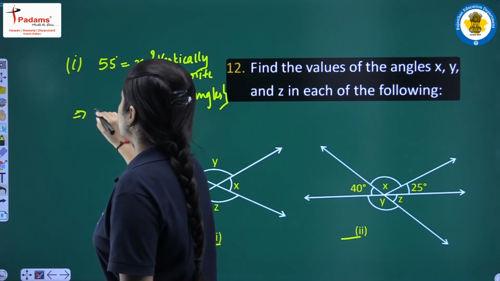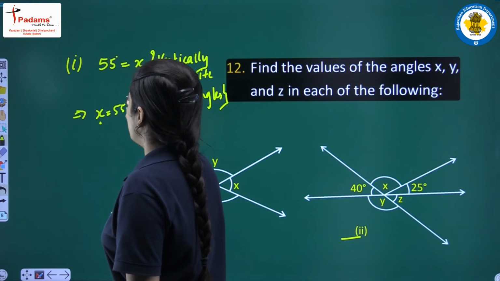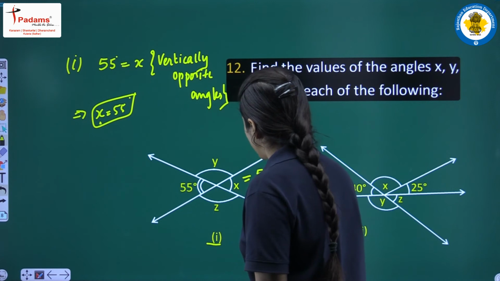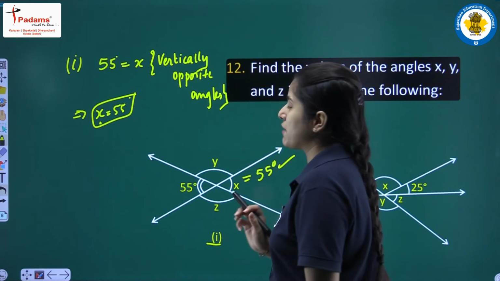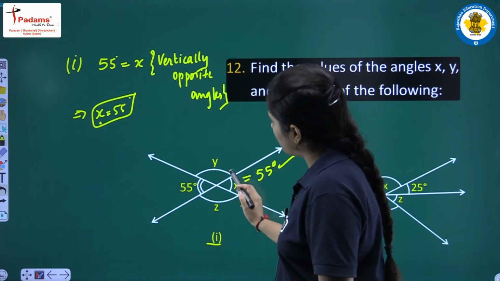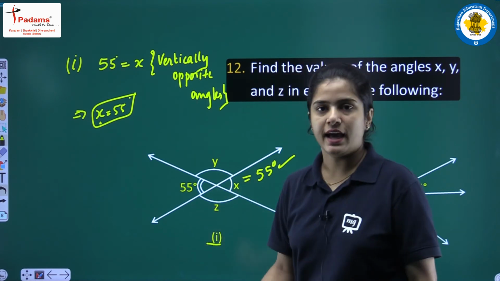So, it means that x is equal to 55 degrees. I am writing it like 55 degrees. So, we have found out the value of x. Now students, if I am talking about y and 55, have a look.